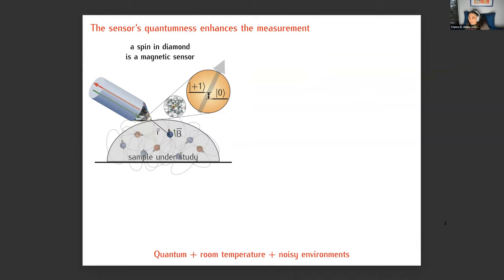Taurian, am I pronouncing your name correctly? It's actually pronounced Taurian, but it's fine. Taurian. Yep. Tell me, Taurian. Yeah, so when you say quantumness, what exactly, what quantum effect are you talking about? Are you talking about superposition, entanglement? Yes.